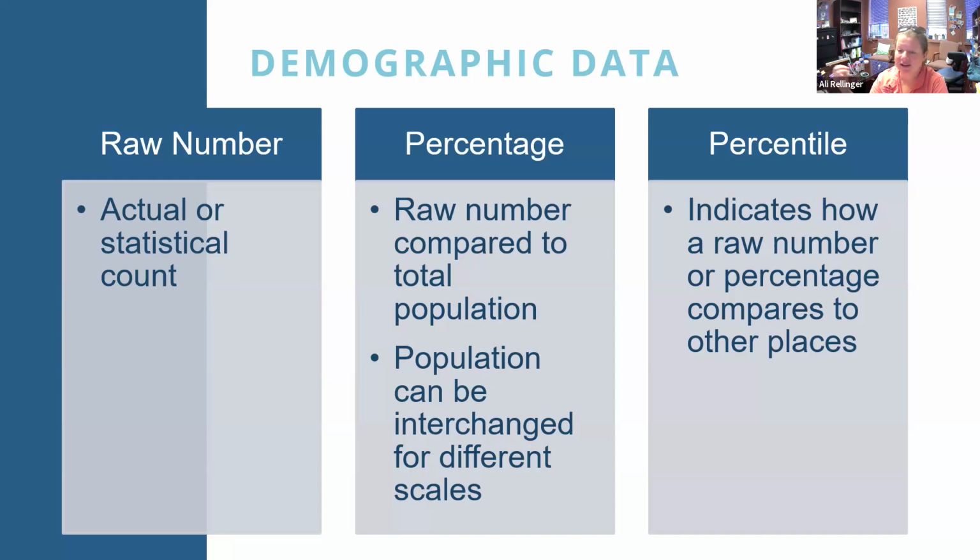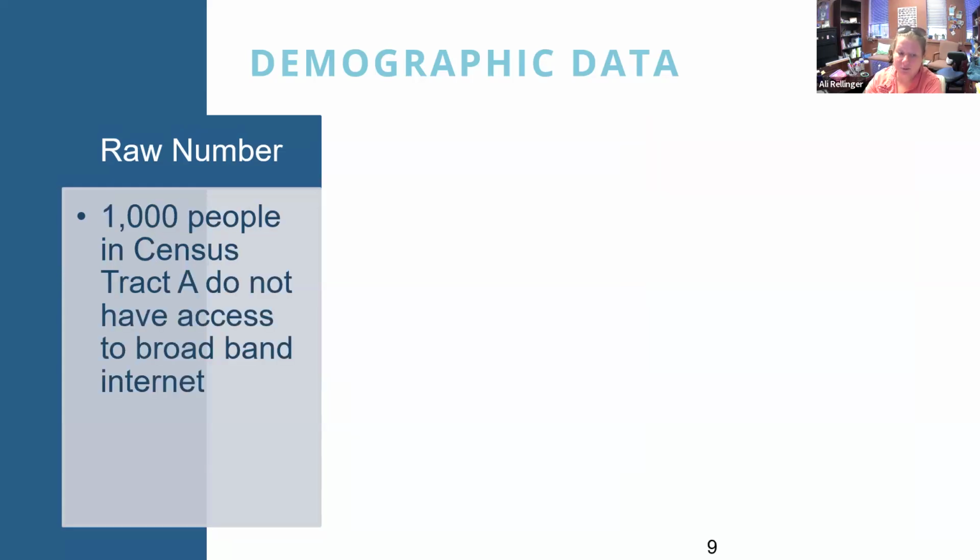So this is allowing us to then move between communities, census tracts, whatever scale we're looking at, and compare places to each other. I'm going to go through a more specific example to make sure that this is clear. For example, a raw number: we could say 1,000 people in census tract A do not have access to broadband internet. That is the exact amount of people.